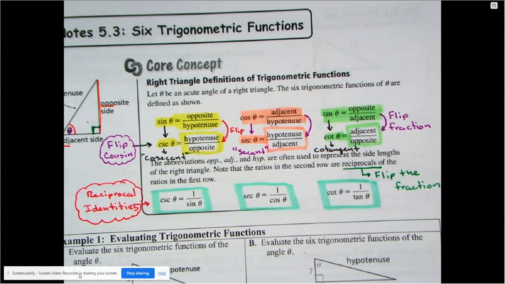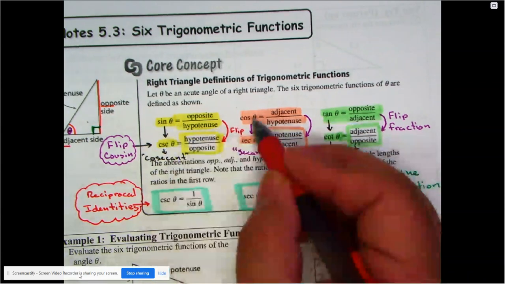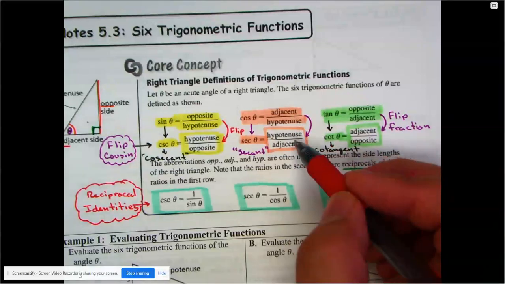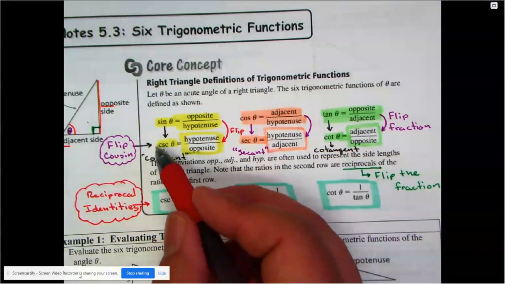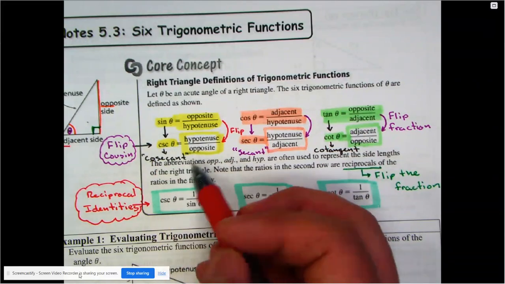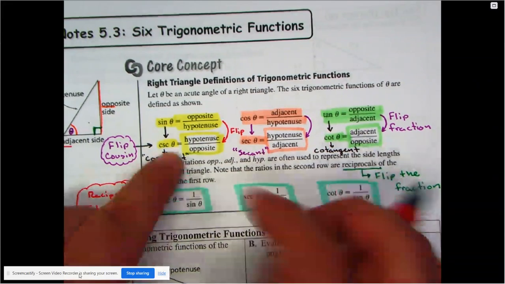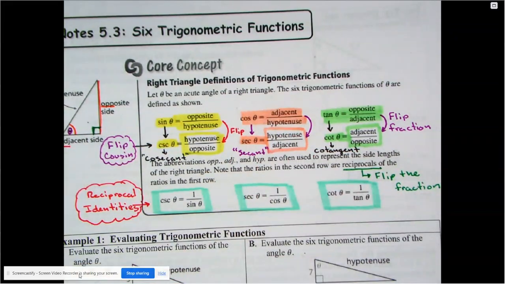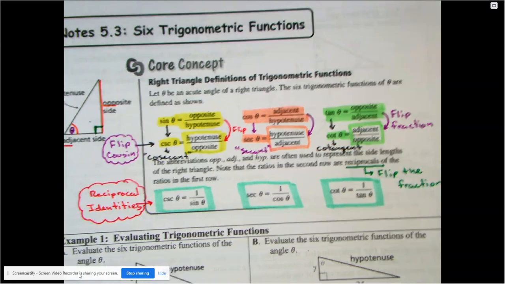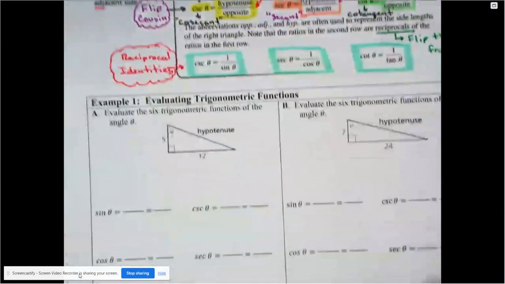So the biggest thing you have to know is who's related to who. And the reason you want to know who's related to who is because you have to know who to flip. The good thing is, one thing to remember is, they never start with the same letter. That's the mistake. People think, oh, sine is related to secant because they both start with S. And that would be wrong. So be careful.